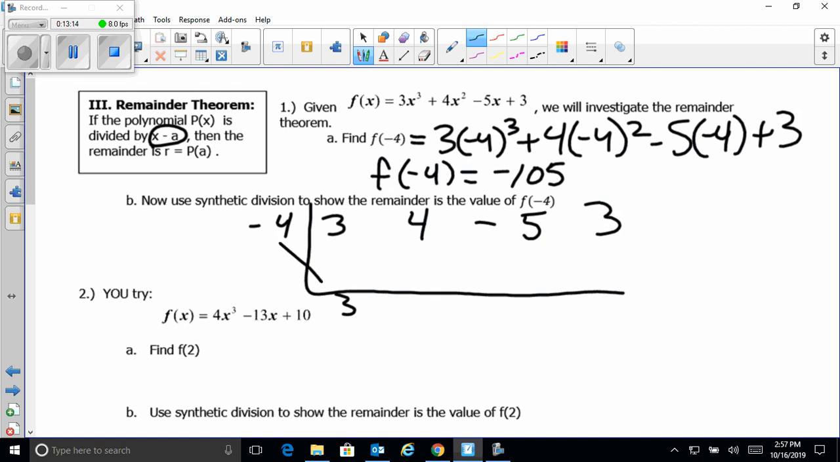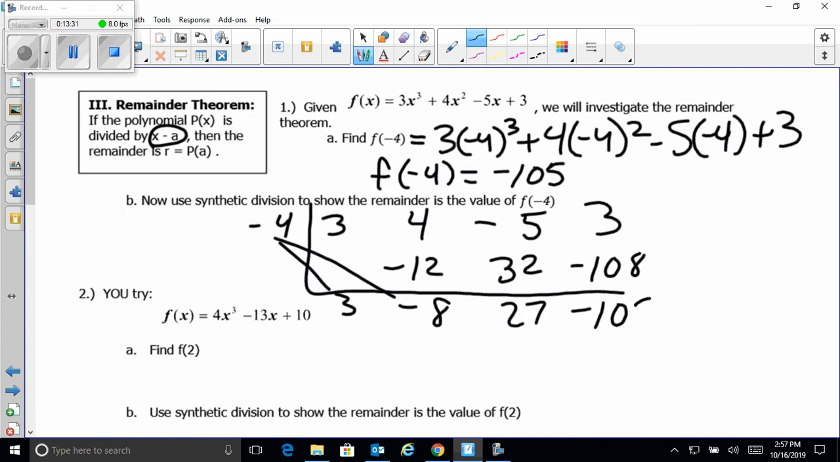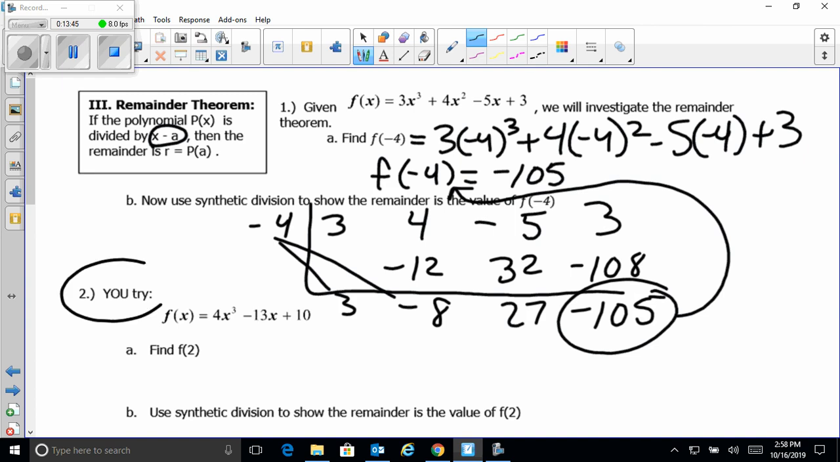Bring this 3 down. Negative 12. Add those, that's a negative 8. Positive 32. Add those, and we get 27. Negative 4 times 27 is negative 108. And add those, we get negative 102. Look at that. The remainder is the same thing as if we evaluated that function at negative 4. So once you finish the next problem, you can try this one on your own.